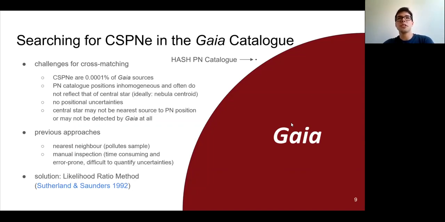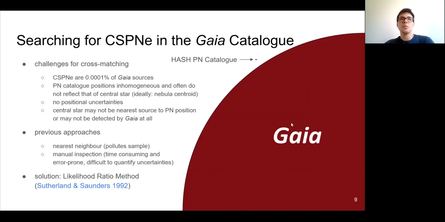While it is true that most central stars are actually the nearest neighbor for the PN position, this also introduces a lot of contamination into your sample. Another approach is to use manual inspection. This is time consuming and still quite error prone. It depends on what data is available, and it's difficult to quantify the uncertainties.